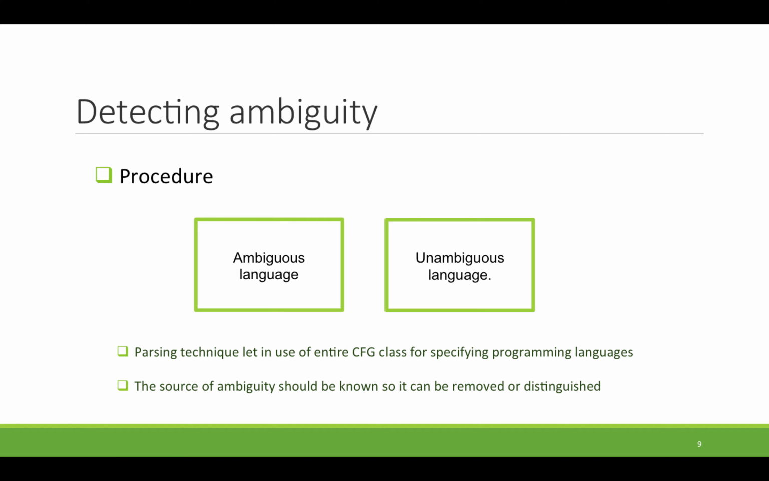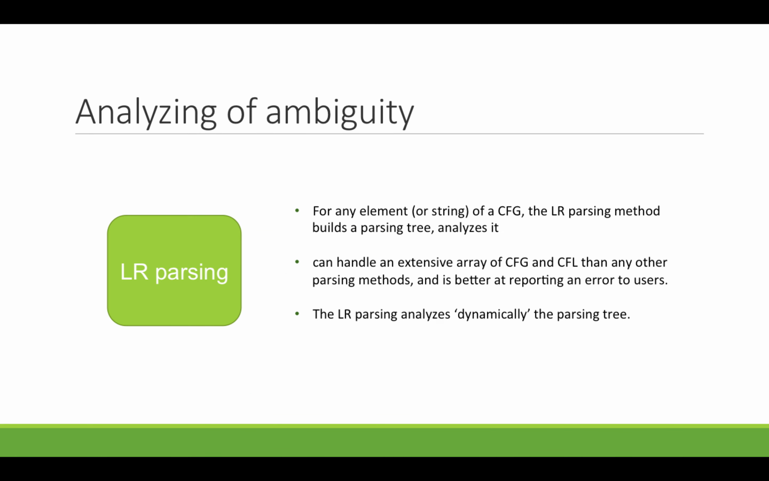A procedure should be introduced to distinguish between ambiguous and unambiguous languages. A parsing technique lets us use an entire CFG class for specifying programming languages. The source of ambiguity should be known so it can be removed or distinguished.